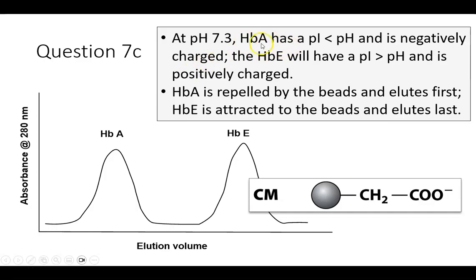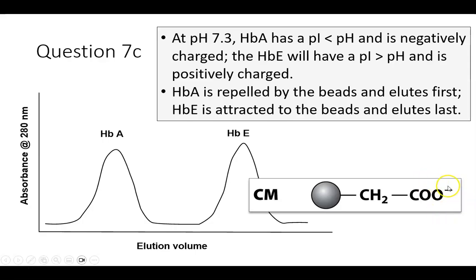Before, I showed you that if hemoglobin A is adjusted to pH 7.3, its pI is less than the pH, so it's going to be negatively charged. Cation exchange chromatography involves these carboxymethyl groups. They are negatively charged. This is cation exchange.